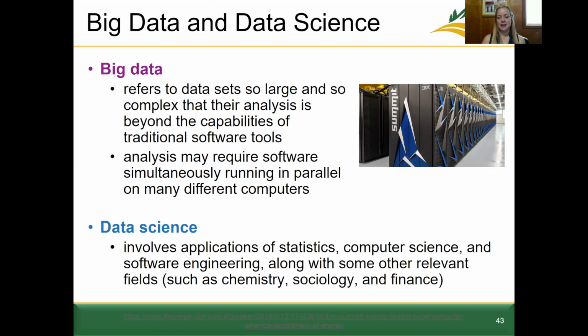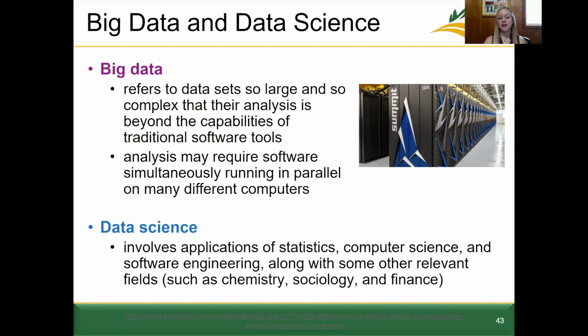Okay, another topic here in 1.2 is big data and data science. In the picture here, this is an example of a supercomputer from IBM. Big data refers to data sets that are so large and so complex that their analysis is beyond the capabilities of traditional software tools. There's a lot of big data that goes on, especially in the San Francisco area. There are a lot of startup companies that use these supercomputers to try to ultimately make money, right? And try to predict, based on a set of data, what inferences they can make. Because the data is so large and so complex, some companies actually use supercomputers to work on their statistical analysis.